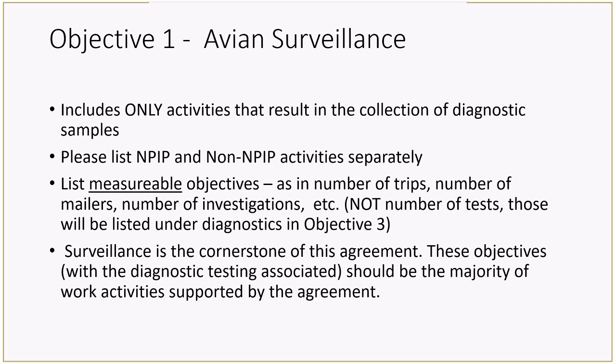So remember that surveillance is the cornerstone of this agreement. What we're looking for is avian influenza surveillance testing. So these objectives, along with the diagnostic testing associated with them in objective 3, should be the majority of the work activities supported by the agreement.